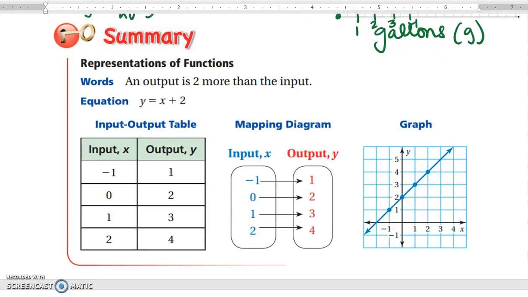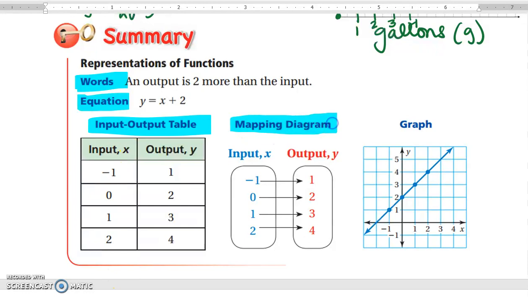All right, so once again, the 5 ways to represent a function. You can have a word phrase, you can have an equation, you can have an input-output table, you can have a mapping diagram, you can have a graph. I would like to argue you could always also have ordered pairs. We could add to that list, but you need to be familiar with all 5 of these ways to represent a function. Have a great day.